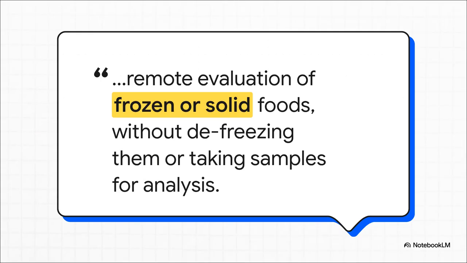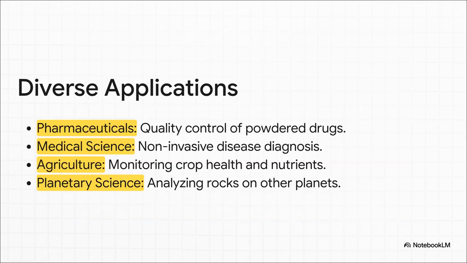Or how about this? This quote from one of our sources is kind of mind-blowing. Think about the food industry. You can analyze the quality, the safety, the nutritional content of frozen food without ever thawing it out. That's a massive leap in efficiency and food safety. And the list just goes on and on. In pharmaceuticals, it makes sure every pill has the exact right amount of active ingredient. In medicine, scientists are using it to help doctors spot cancerous tissue without a biopsy. In agriculture, it can tell a farmer if their crops are healthy from far away. And yeah, even in space. It's how our rovers on Mars figure out what the rocks are made of.